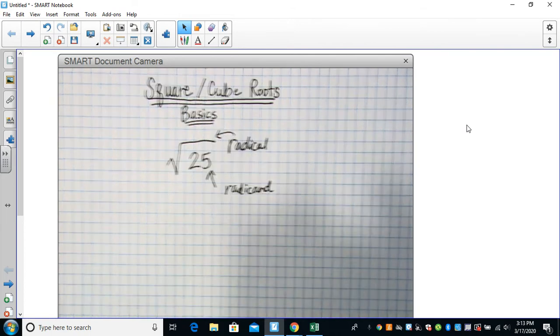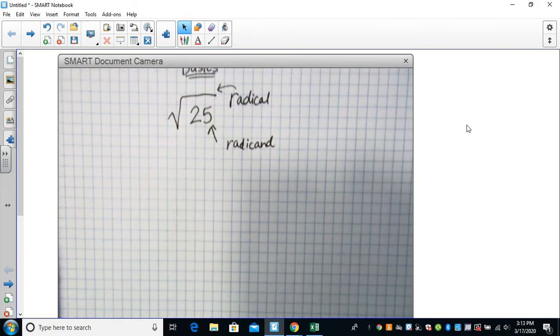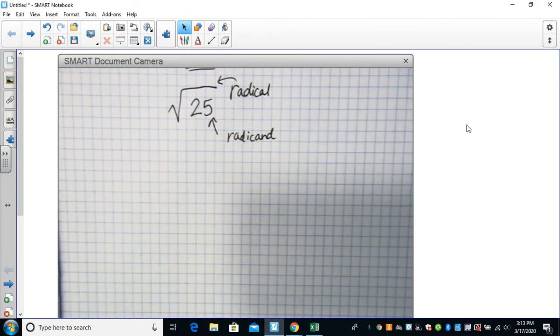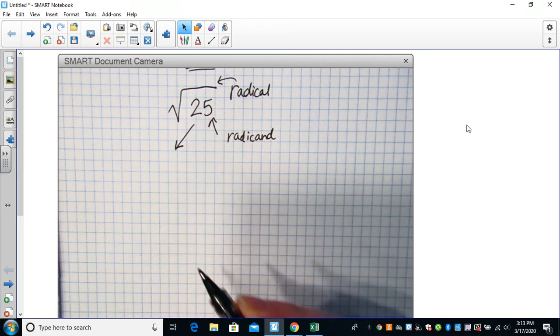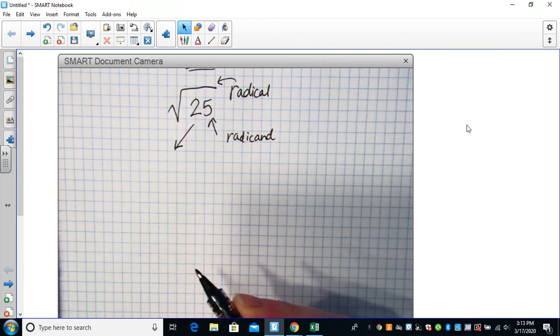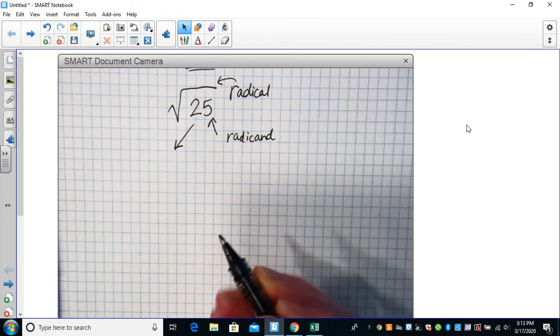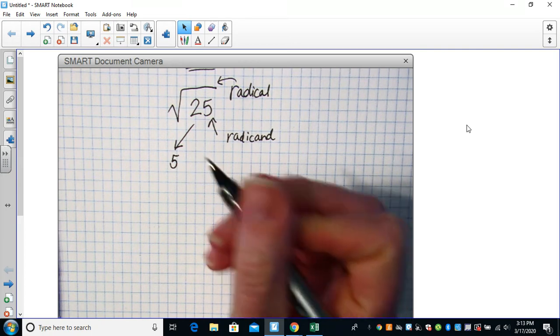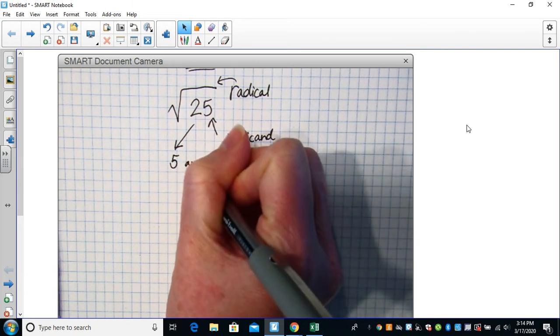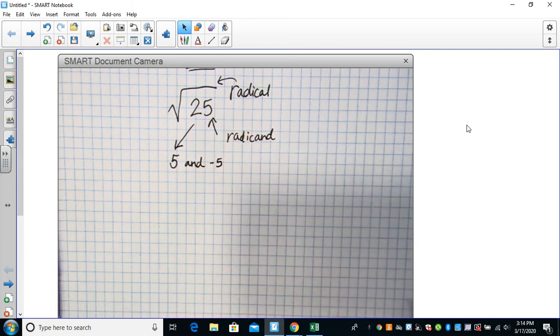Now, sometimes it's not going to be that simple. They're going to complicate things a little bit. Also realize that the answer to this is what number times itself is 25. That would obviously be 5, but sometimes they ask for the positive and the negative. So it would be also negative 5, because 5 squared, or 5 times 5 is 25. Negative 5 times negative 5 is also 25.